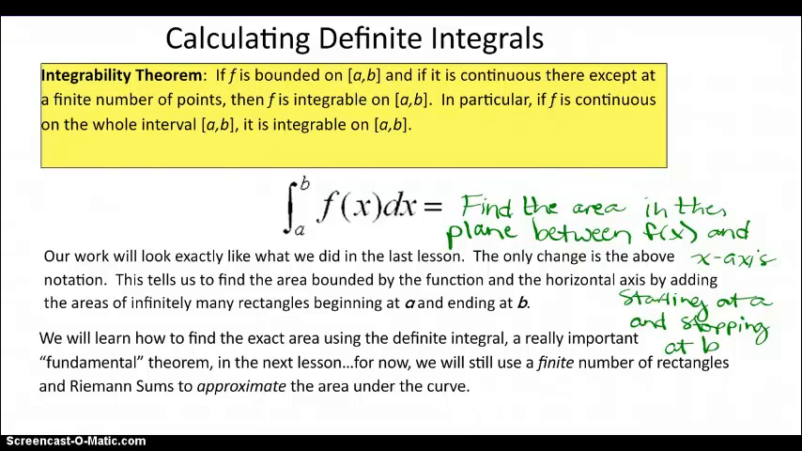We'll learn how to find the exact area using the definite integral. It's a really important fundamental theorem. It's in the next lesson coming up. But for now, I want you to understand that this notation can be approximated by the Riemann sums using the finite number of rectangles that we've been doing up to this point.